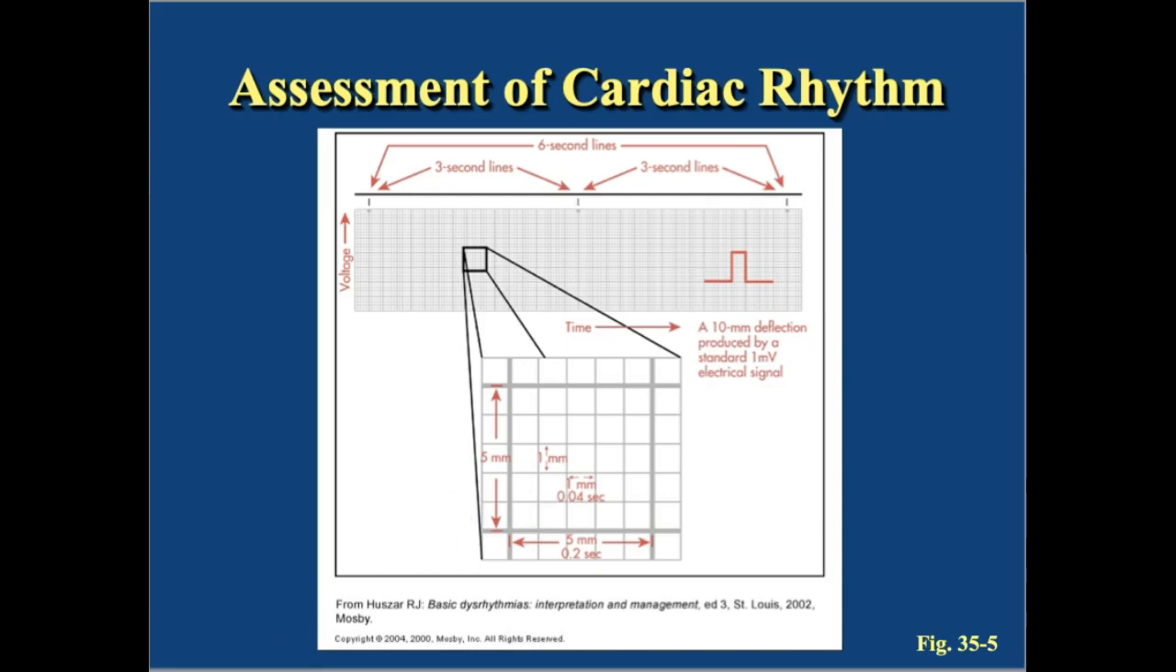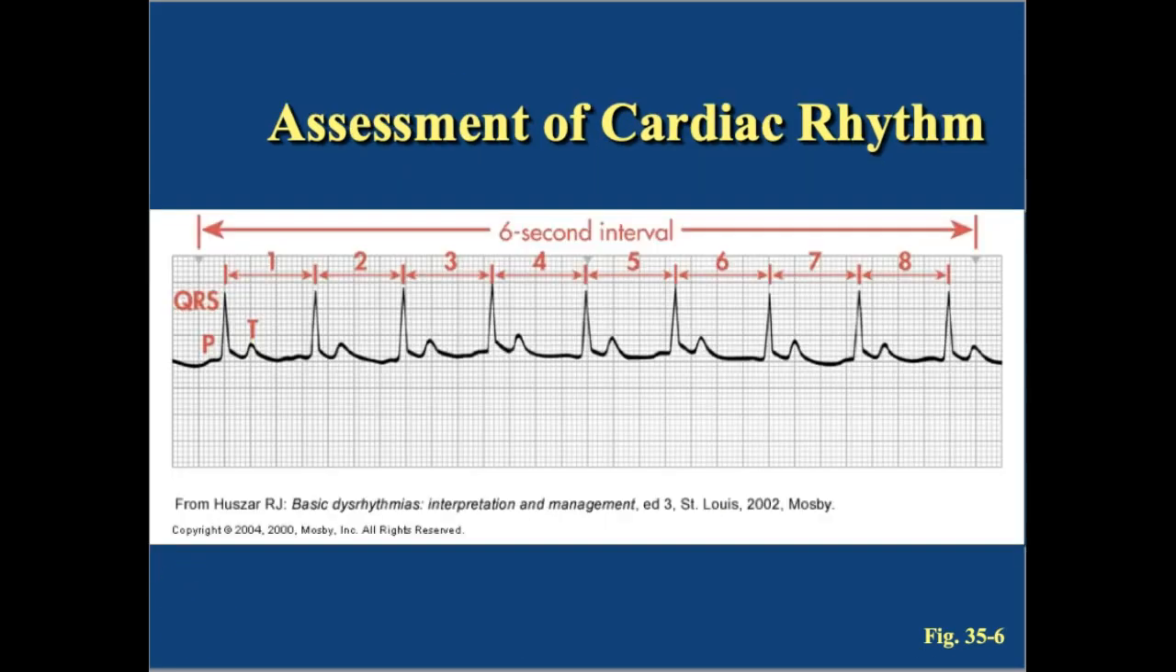A standard rhythm strip is 6 seconds. You'll usually see these little markers that tell you when 3 seconds has occurred. So you can see this is a 6-second rhythm strip here. The first thing you're going to do when you're assessing a cardiac rhythm is determine if that rhythm is fast, slow, or normal in rate.